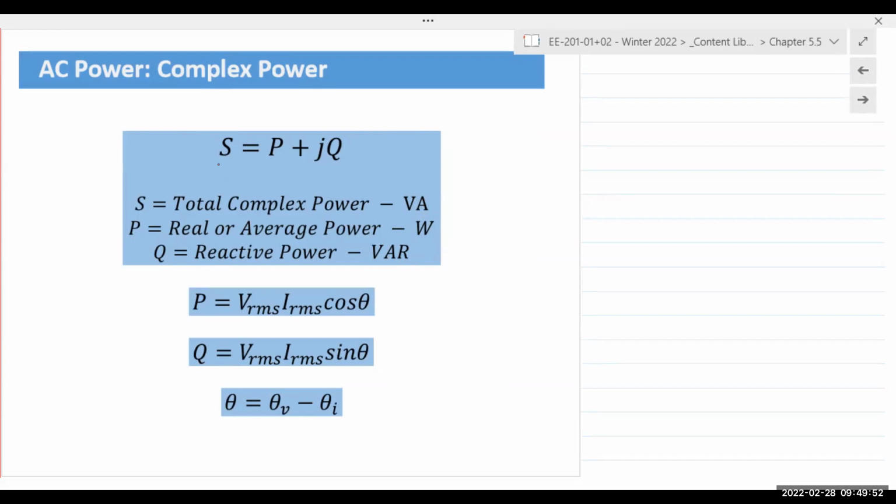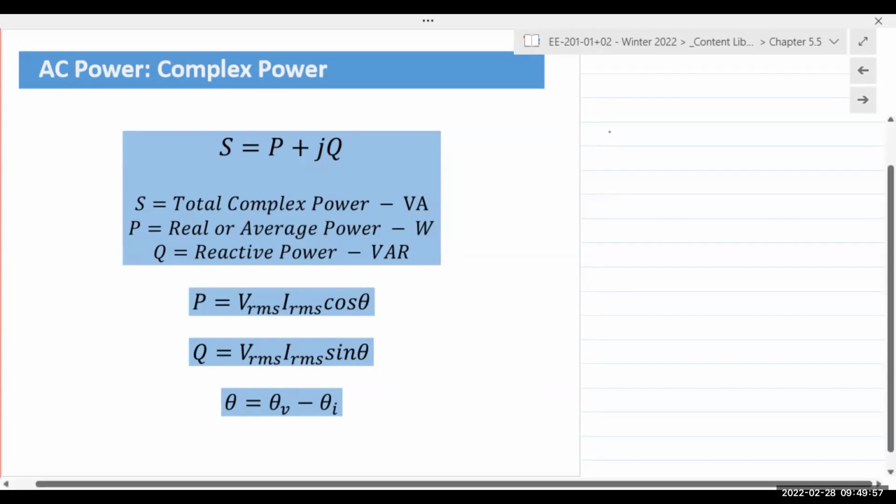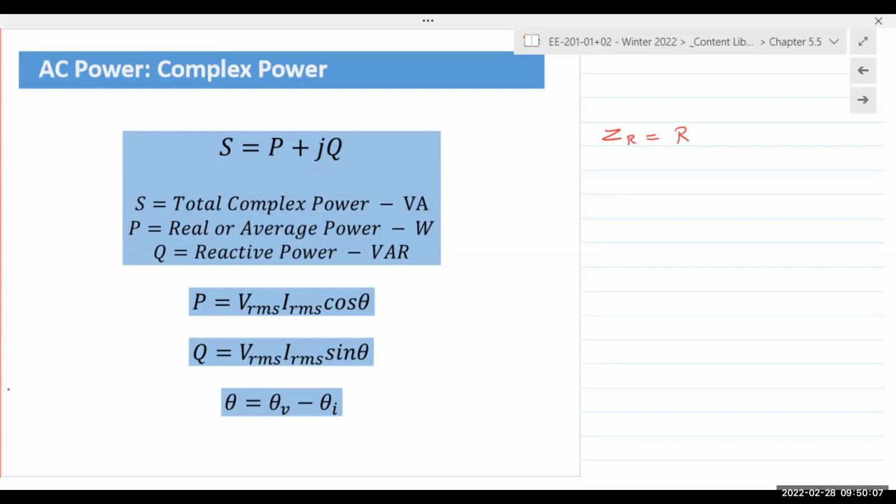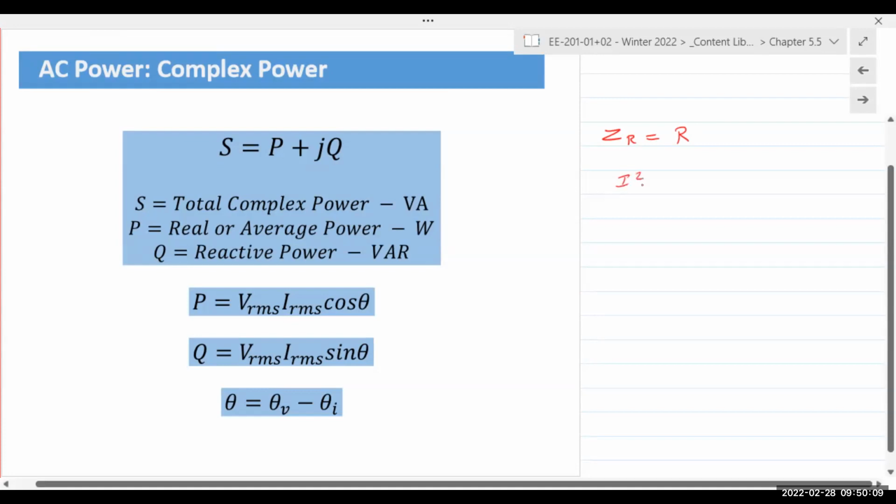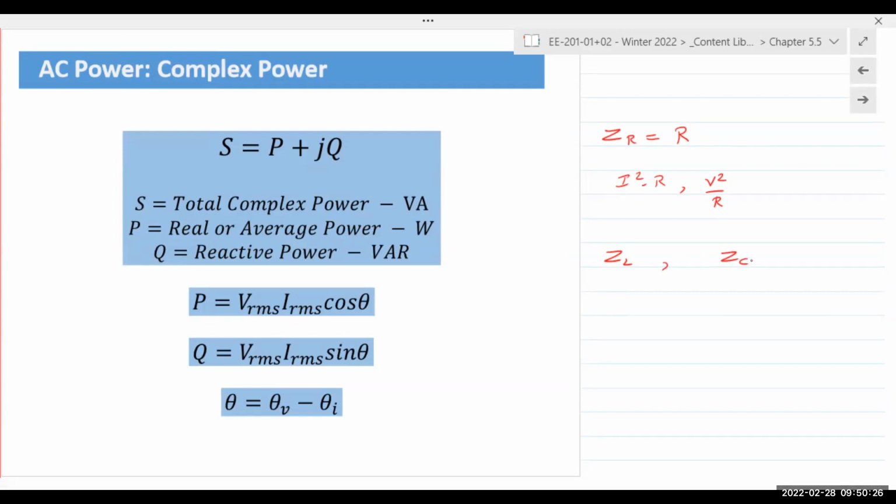Now, I will talk about these equations in just a little bit, but think about what it means for an inductor and a capacitor. A resistor behaves exactly the same way for AC as it does for DC. So there is no such thing as impedance of a resistor. It is simply the resistor itself. So if you were to write equations, you would simply write I squared times R or V squared over R. For inductor and capacitor, you have impedance, ZL and ZC, and they are complex quantities. Mathematical representation is as a complex quantity.